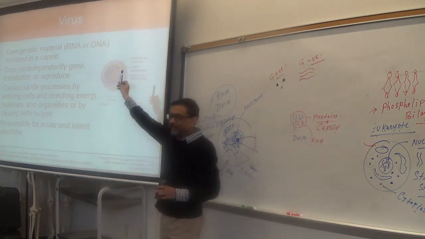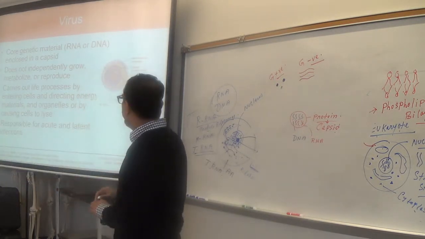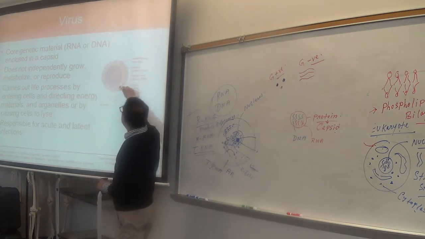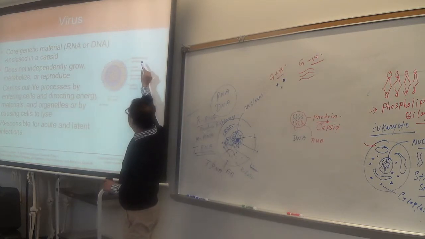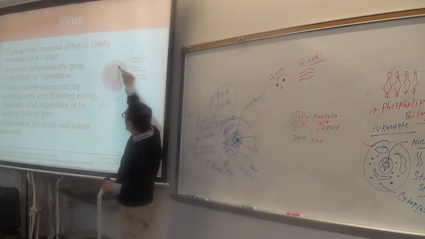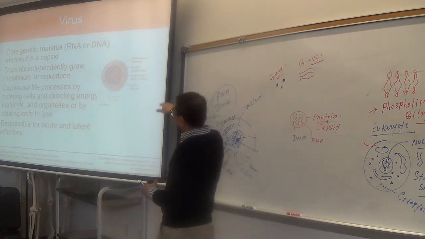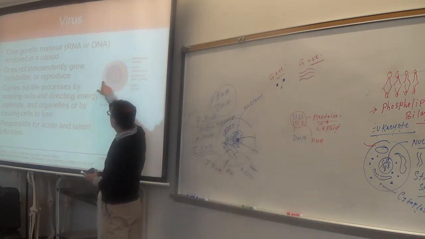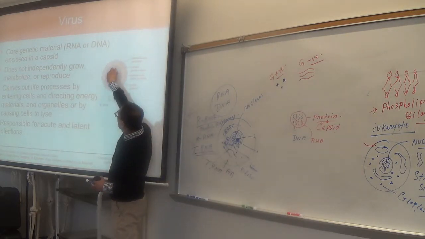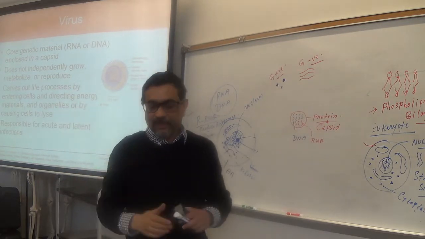Okay, makes sense? Now, some viruses have an additional outer layer like this. That is the membranous envelope, which is a phospholipid bilayer, like the human cell membrane, and spikes on the surface. So some viruses could be only like this, and some have an envelope around them.